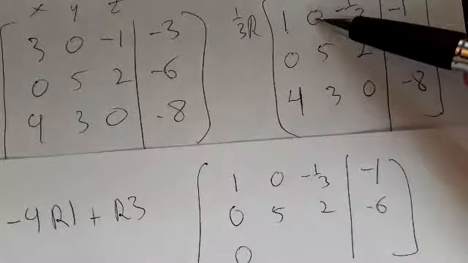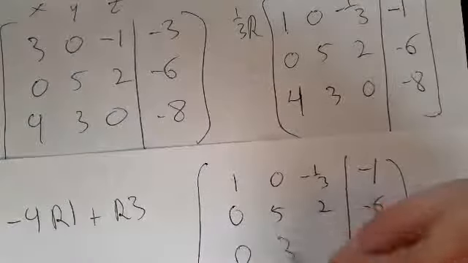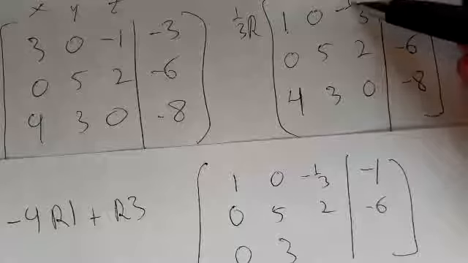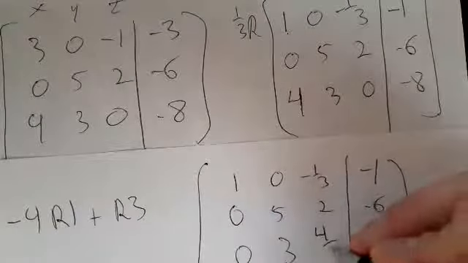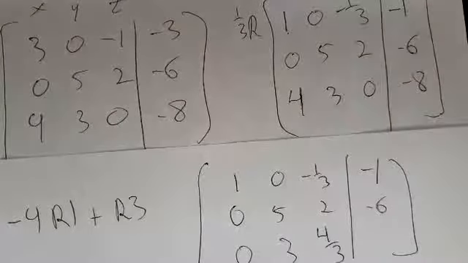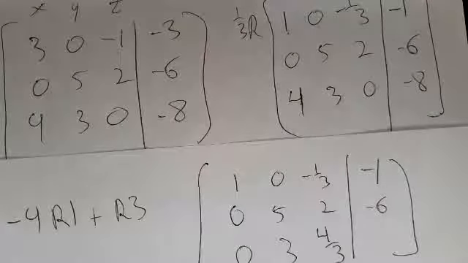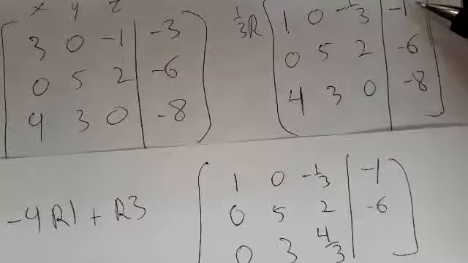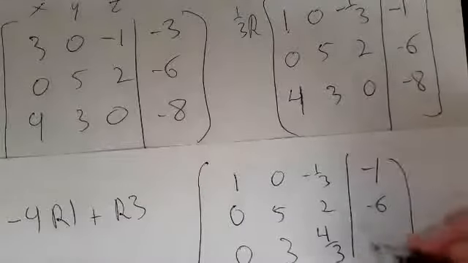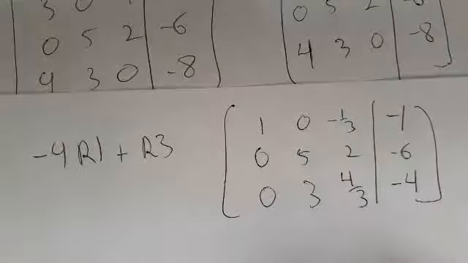Minus 4 times 0 is nothing, and then I add 3, which gives me 3. Minus 4 times minus 1/3 gives me 4/3; I add it to 0, and that gives me 4/3. And the last thing here: minus 4 times 1 gives me positive 4. I add that to minus 8, and that drops it back down to minus 4.